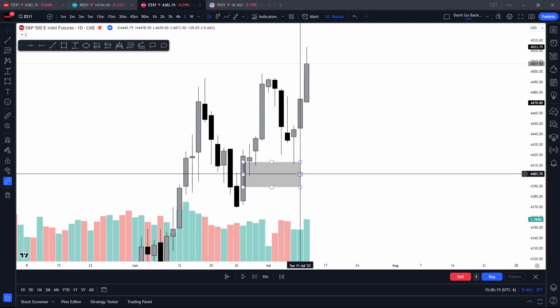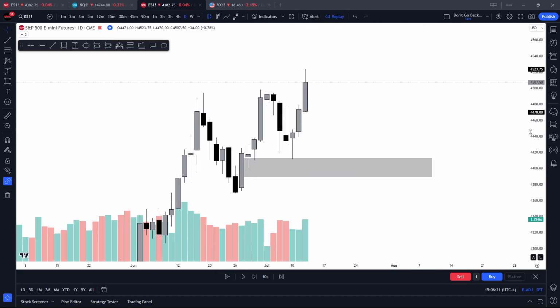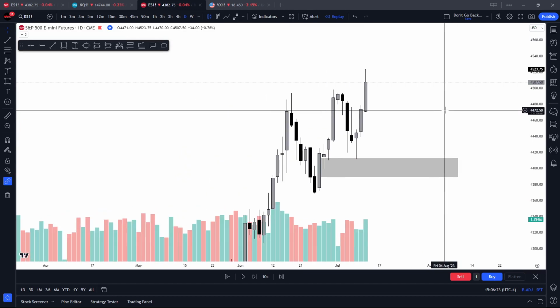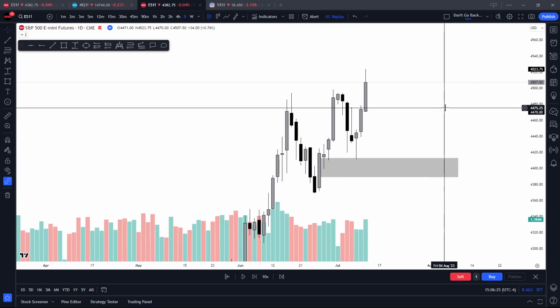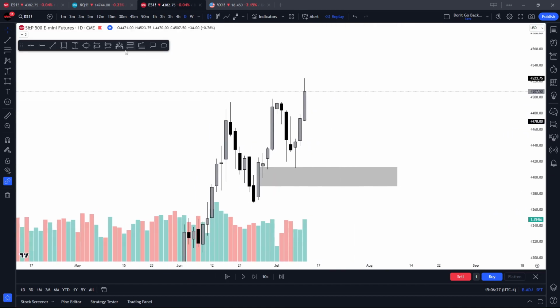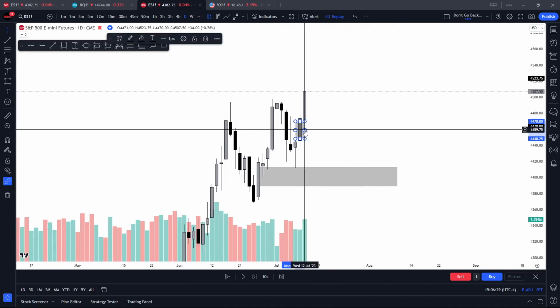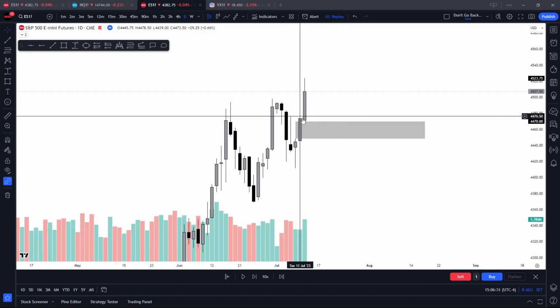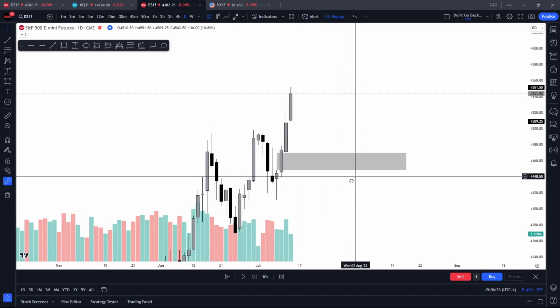So it can help you determine your bias, basically, right? It's not going to be right 100% of the time, but if you combine all your time frames together, it will definitely help you determine your daily bias. Okay, so just another example here.